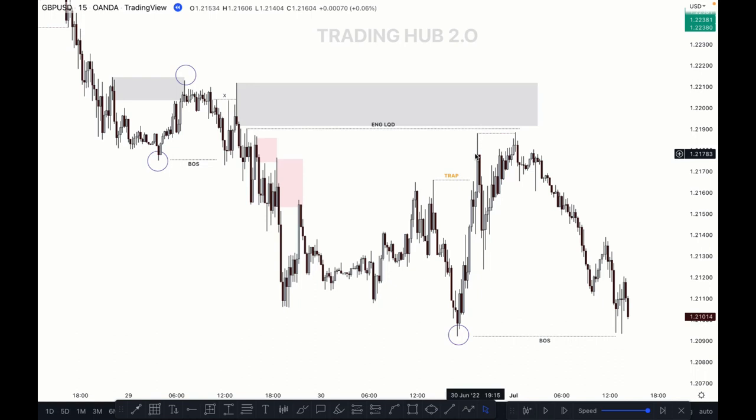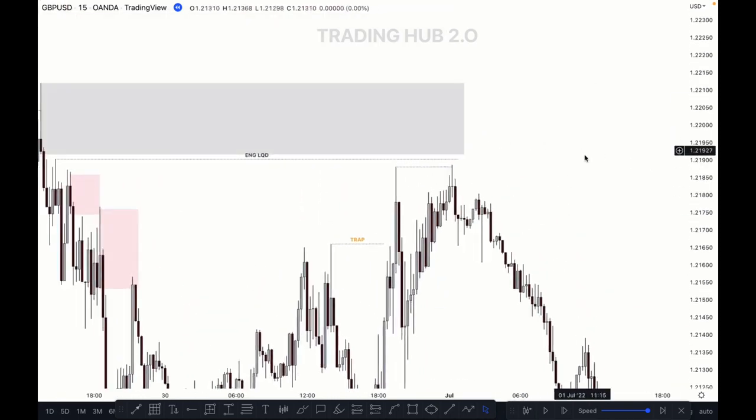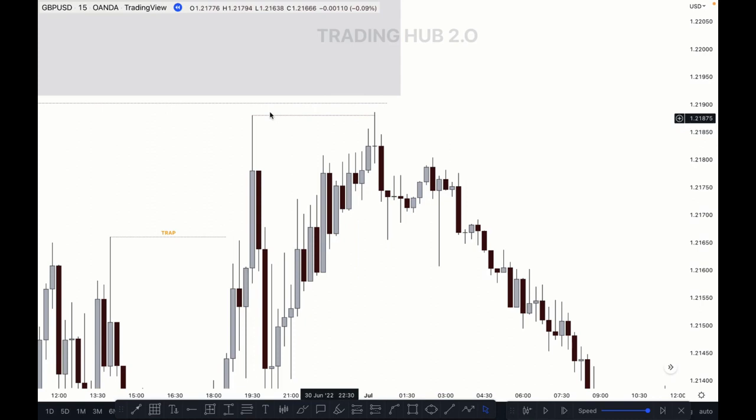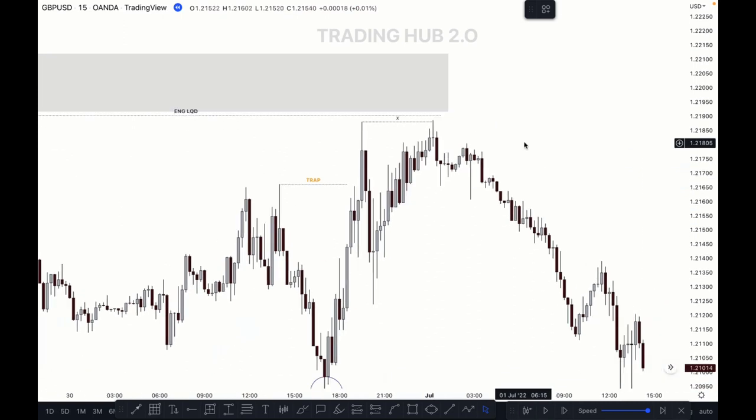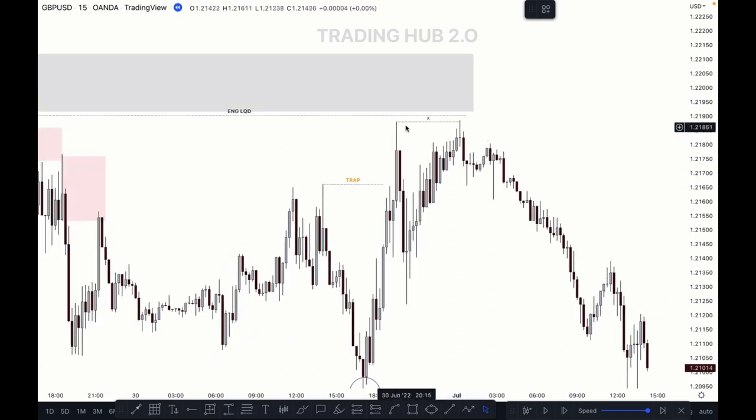If not, then you have to wait for the mitigation. If price does not mitigate, then you can wait for the liquidity sweep. As you can see here, market swept the liquidity. I will show you. You can see here, market exactly swept this high, correct? And after sweeping this high, it closed below it.